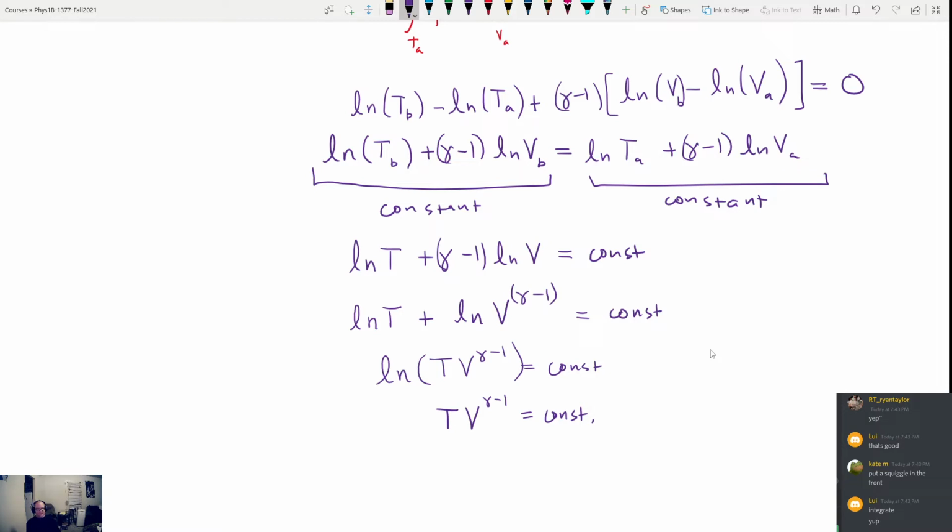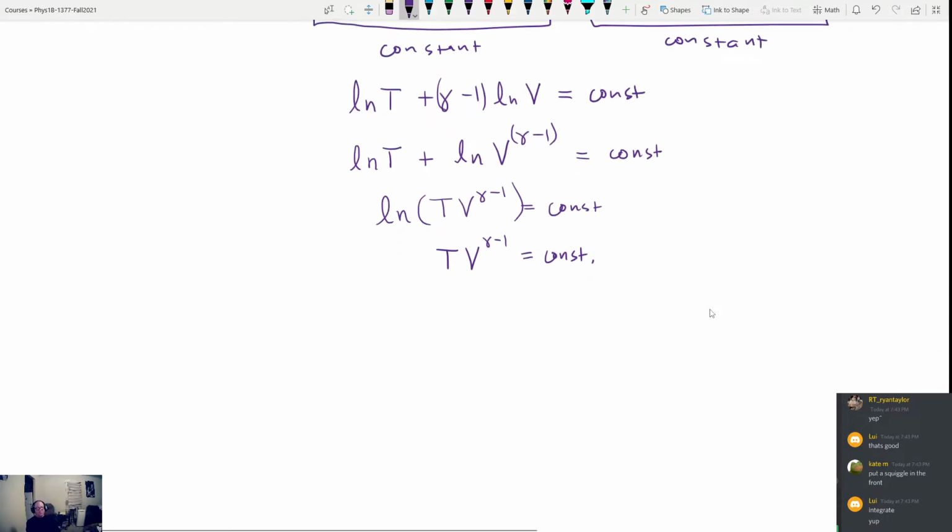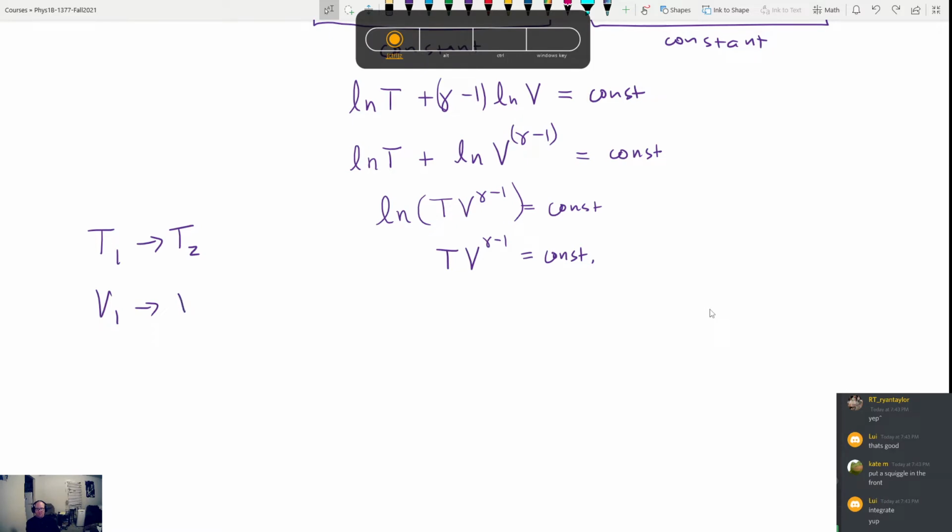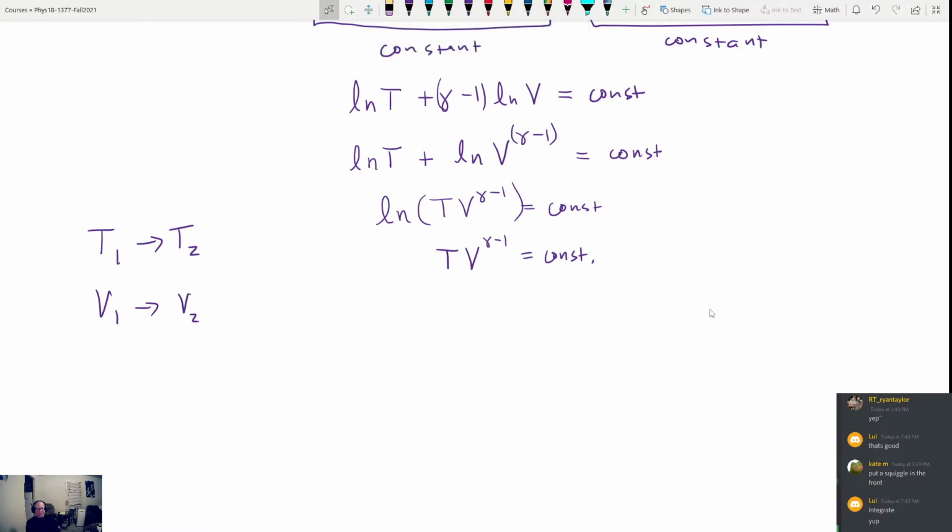And that's going to provide us with a pretty useful equation. Saying that temperature times volume to the gamma minus 1 is a constant is equivalent to saying, if I know that a system goes from T1 to T2 and from V1 up to V2, so between two states, then I can turn this into a relationship that says T1 V1 to the gamma minus 1 should be equal to T2 V2 to the gamma minus 1, because they're both equal to a constant. So that's a pretty nice equation there.